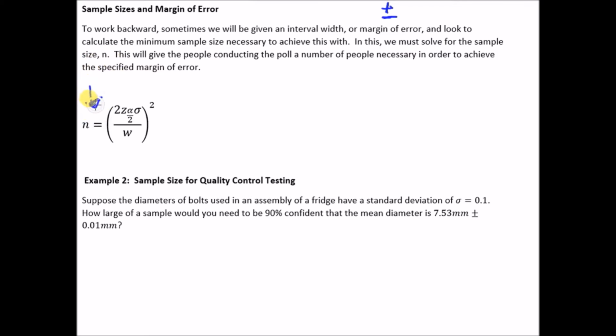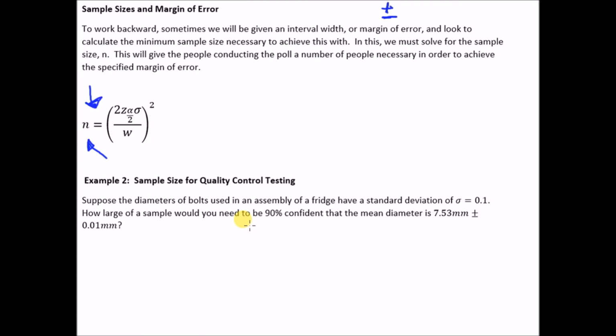Okay, this is the equation right here for n. And this will give the people conducting the poll the number necessary to sample in order to achieve that specific margin of error. So for example, going back to that government example, if you wanted 95% confidence that it was plus or minus 2 people, or plus or minus 2%, you'd have to ask how many people we have to actually sample in order to achieve that.